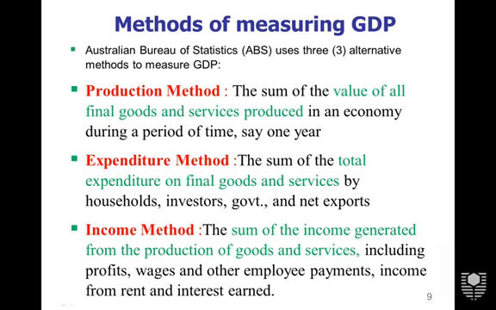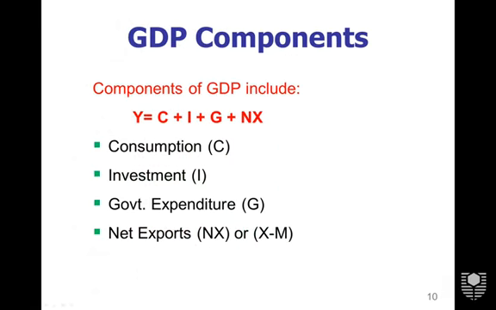So when we count the expenditure made by all the people in the economy, including households, investors, government, and net exporters, then we are basically talking about the expenditure method. And the third is the income method. That means the sum of the income generated from the production of goods and services, and it includes profits, wages, and other employee payments, income from rent, and interest earned. So basically income of all the factors of production in an economy, and if you add up those incomes you get the GDP by using the income method.